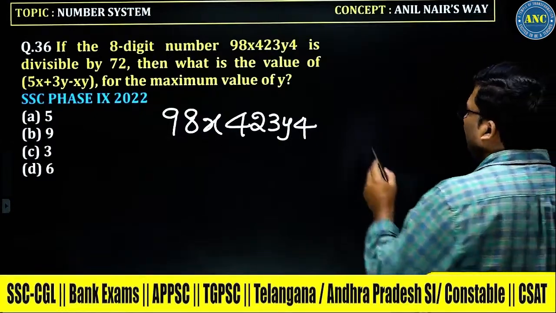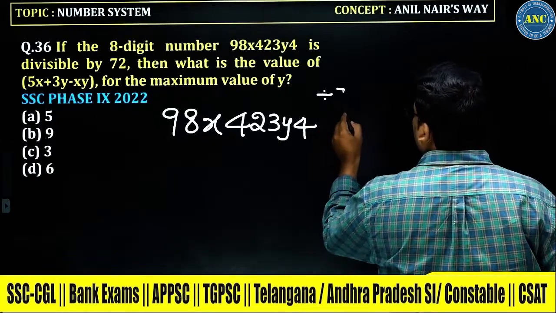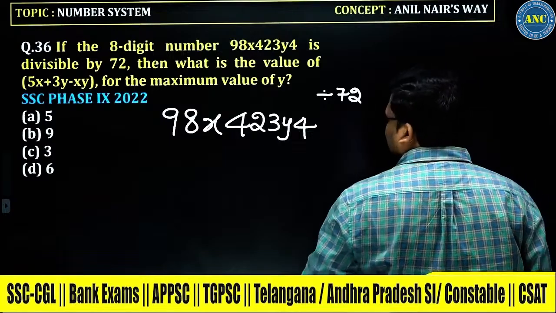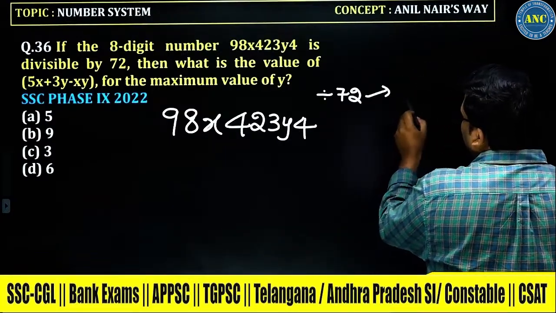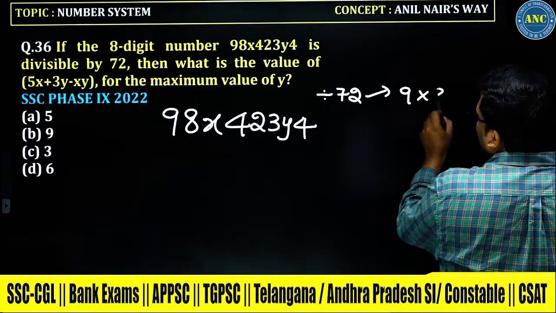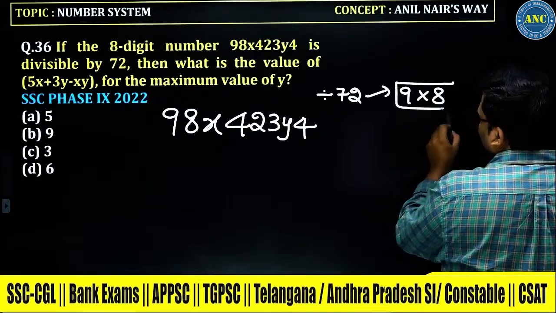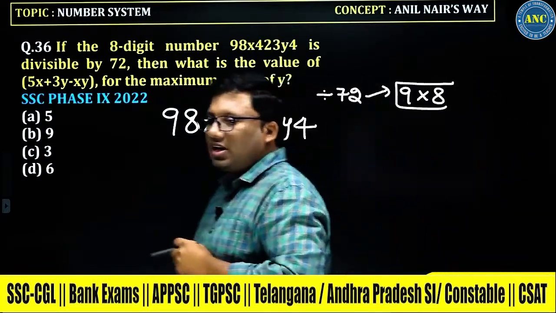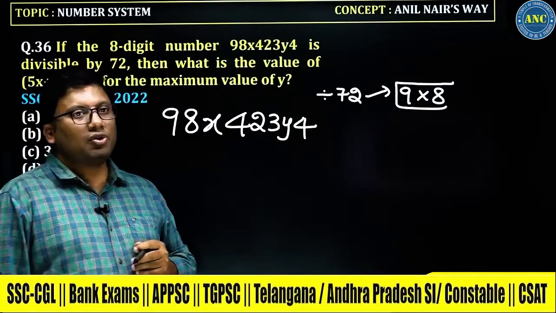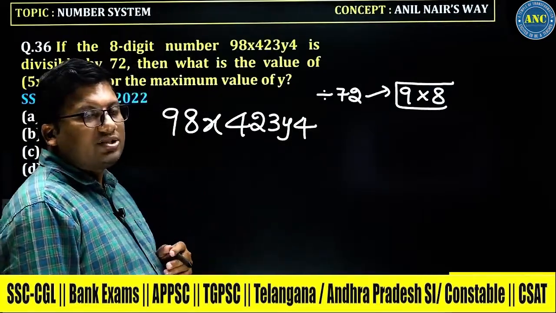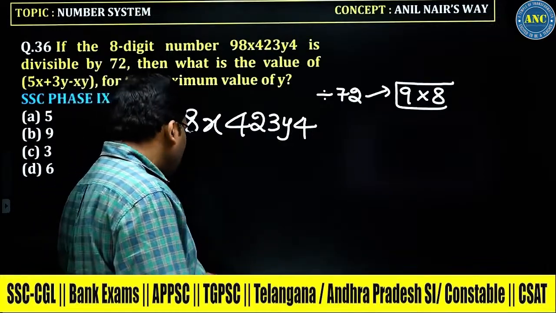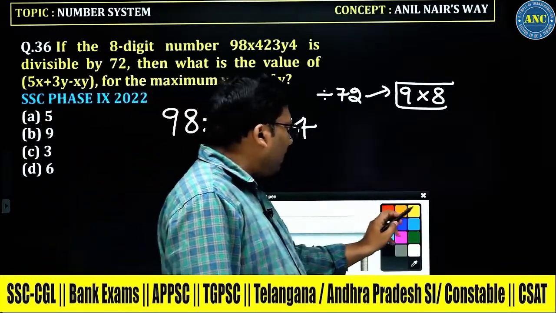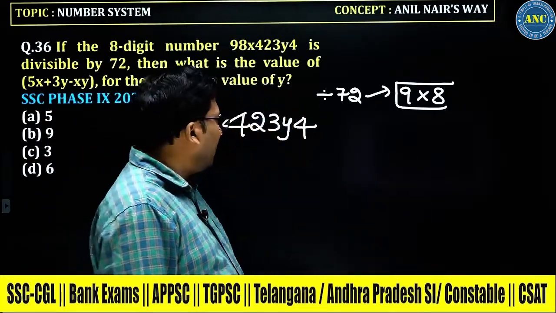98x423y4. This number is divisible by 72. 72 is a composite number, so we need to use the concept of the product of 2 coprimes. That means the answer should be divisible by 9 and the answer should be divisible by 8.